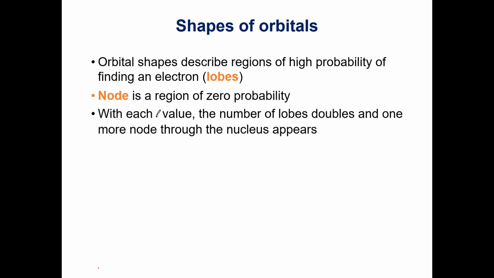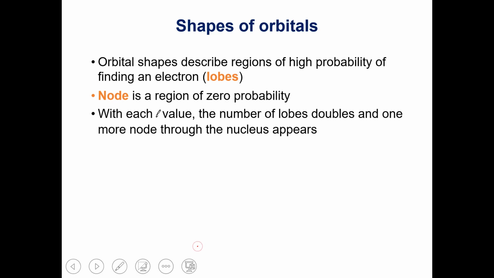To give you some examples, we talked about how some of the quantum numbers predict the shape or the orientation. So let's look at what some of those shapes and orientations are. An orbital shape describes a region where we have a high probability of finding an electron. Sometimes we call those orbital shapes lobes. A node is a region where there's zero probability of finding an electron. With each value of l, the number of lobes doubles and you get one more node.